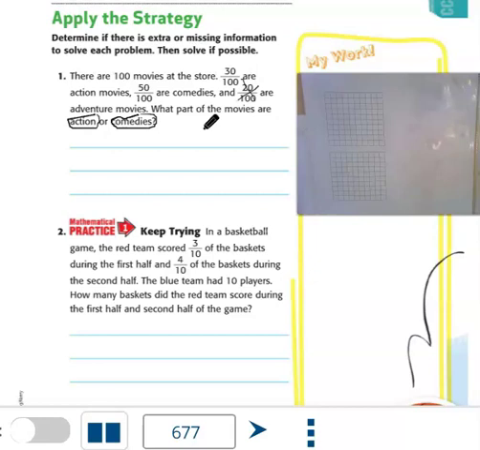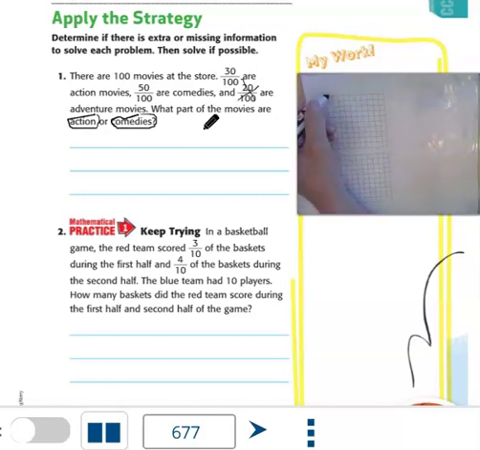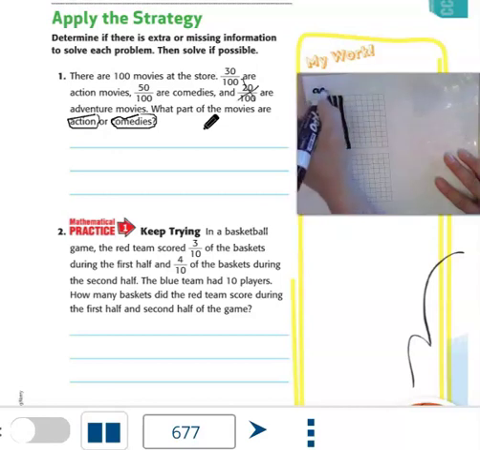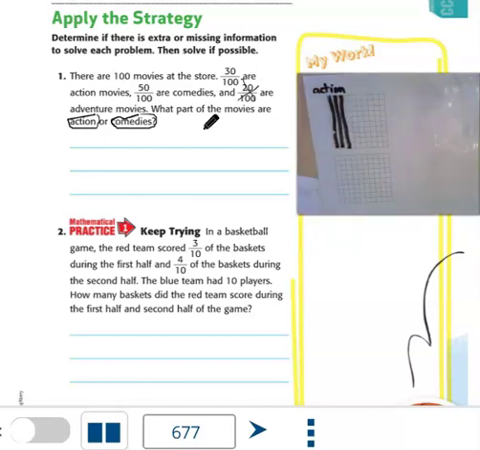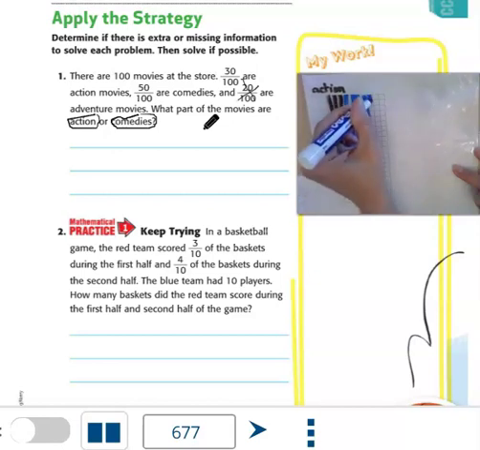on my place value grid. So I'm going to model out 30 hundredths for the action, 10, 20, 30, and those are action. And then I've got 50 hundredths that are comedies. So 10, 20, 30, 40, 50 are comedy.